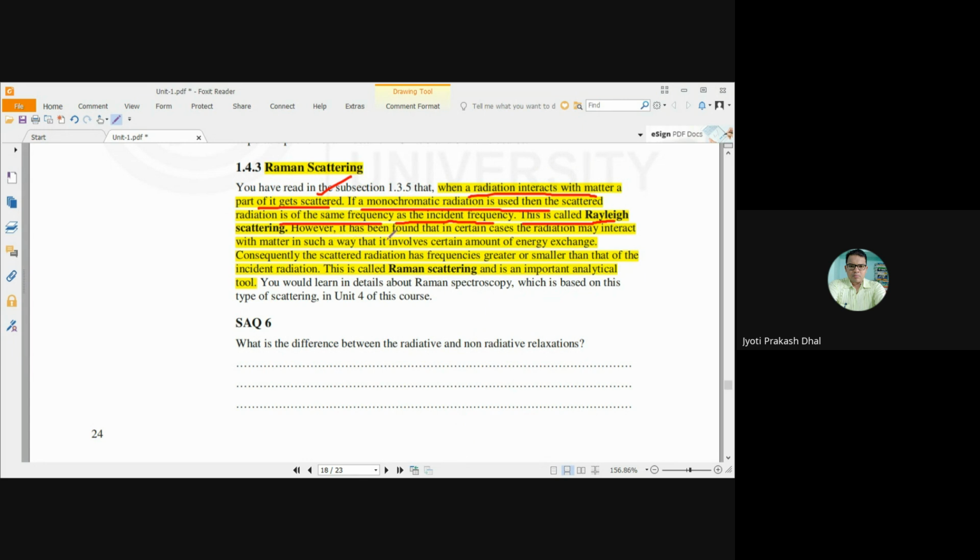However, it has been found that in certain cases, the radiation may interact with matter in such a way that it involves a certain amount of energy exchange, and consequently the scattered radiation has different frequencies. That means greater or smaller frequency than that of the incident radiation. So this is called Raman scattering.